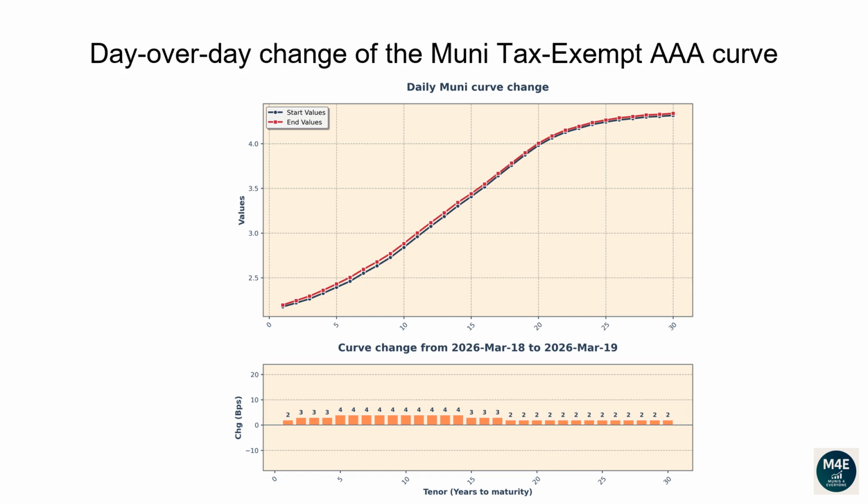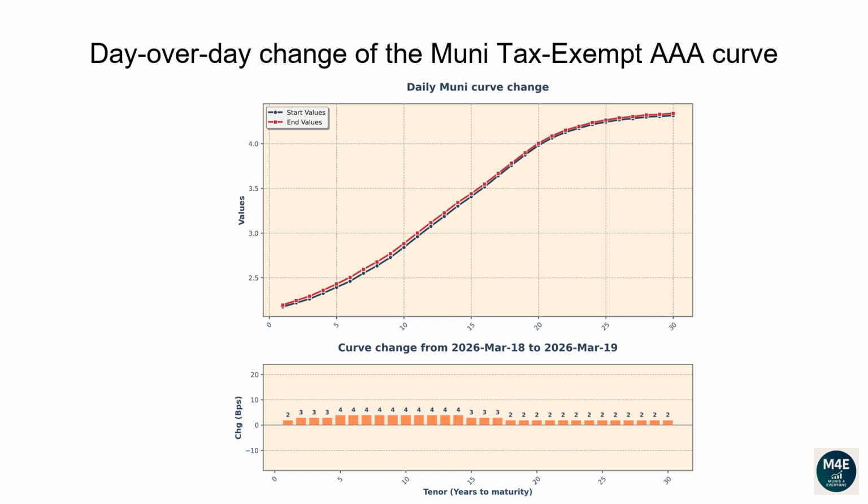Let's now go over how the Muni AAA tax-exempt curve has changed since the prior business date. The graph displayed on the top-hand side shows the most recent curve versus the prior day curve. The bar plot on the bottom-hand side shows instead the difference between the two curves in basis points. The one-year tenor changed 2 basis points. The 2-year tenor changed 3 basis points.